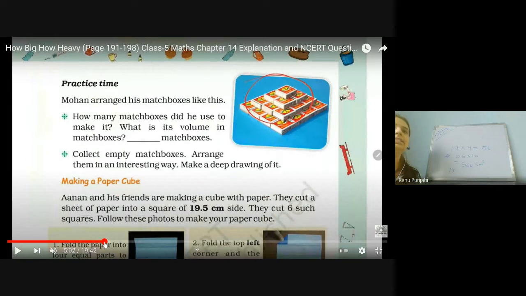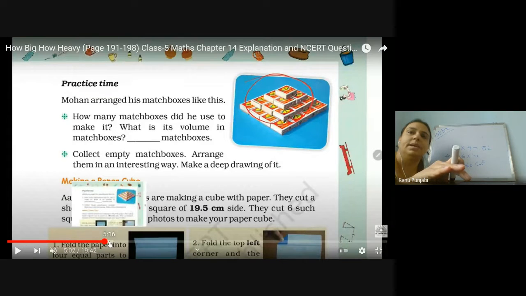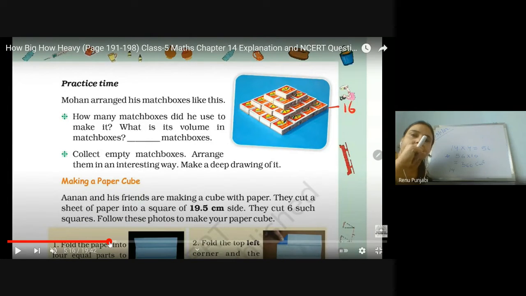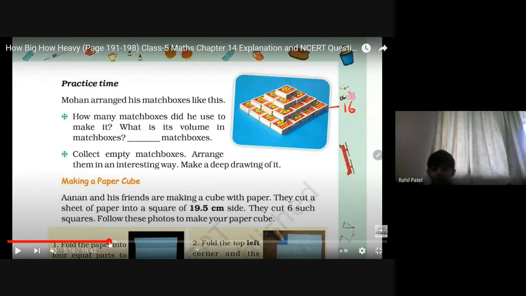So he has arranged in this way. How many match boxes did he use to make it? What is the volume of the match box? Will you be able to find how many in length, how many in breadth? Yes, multiply, ma'am. How many are visible? Ma'am, it will be 30. 1, 2, 3, 4. 1, 2, 3, 4. Ma'am, 30.